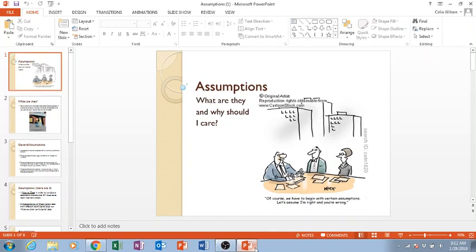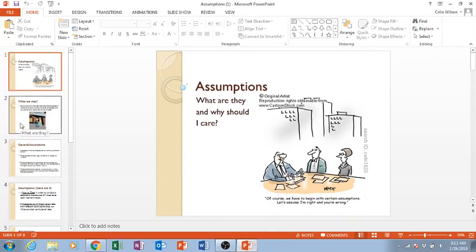I try to throw in a little humor sometimes because I know stats can be kind of boring to some people. So this little guy here says, of course, we have to begin with certain assumptions. Let's assume I'm right and you're wrong. Anybody else feel like that sometimes at work?